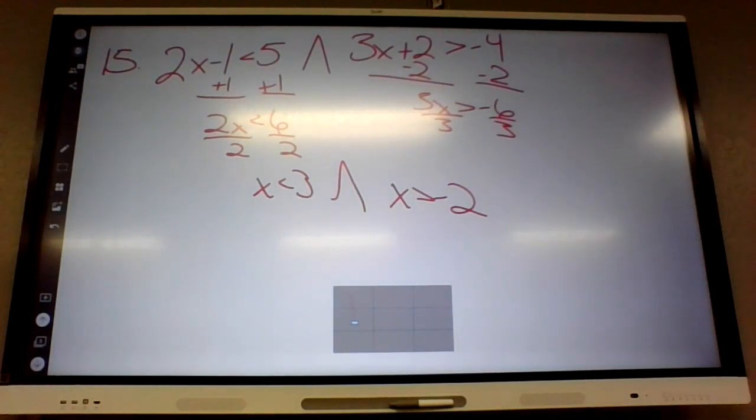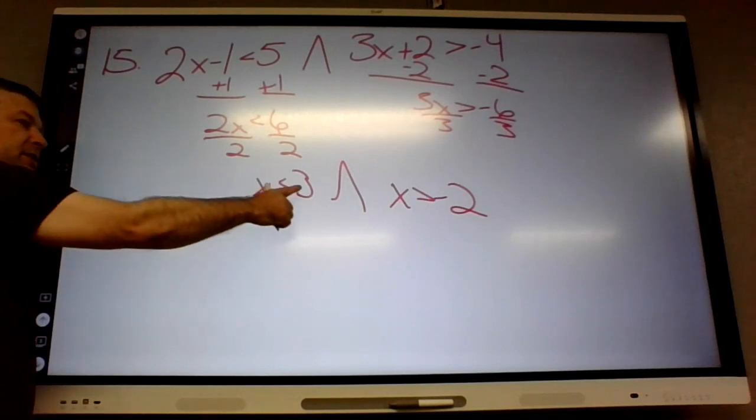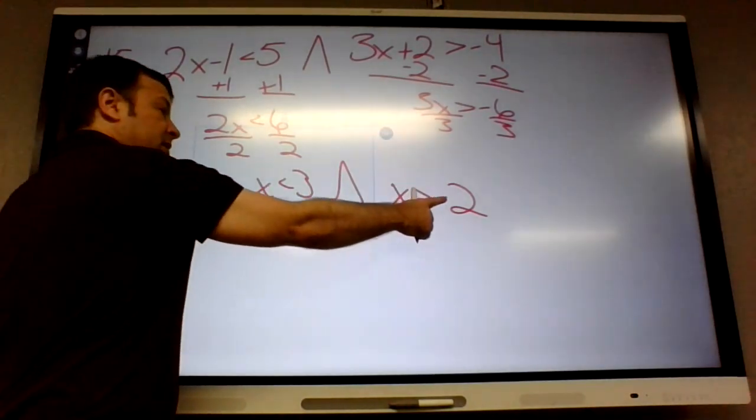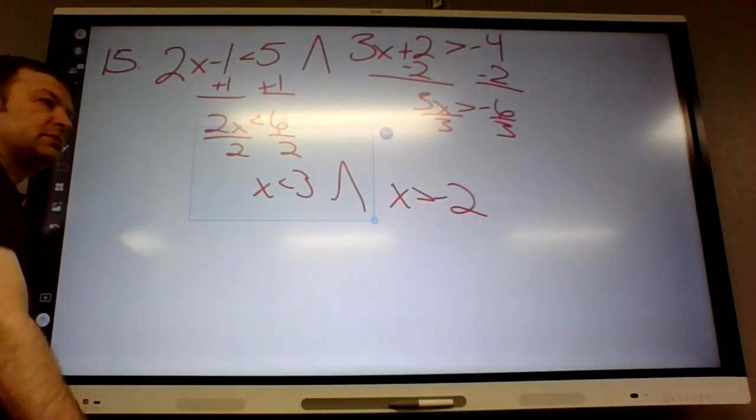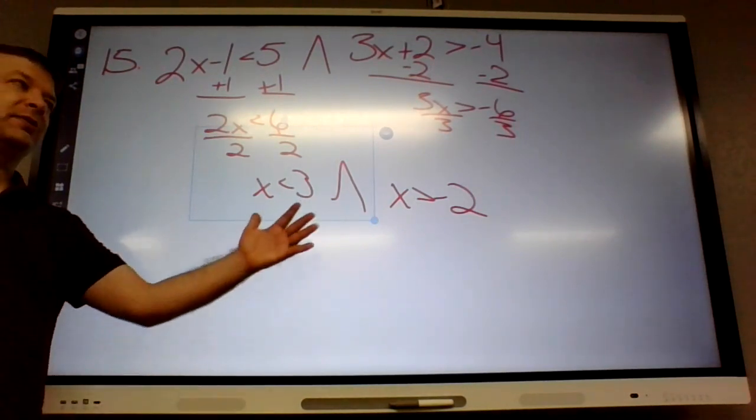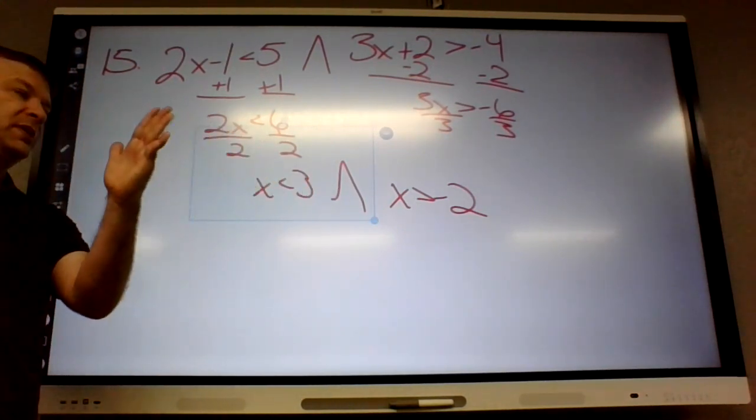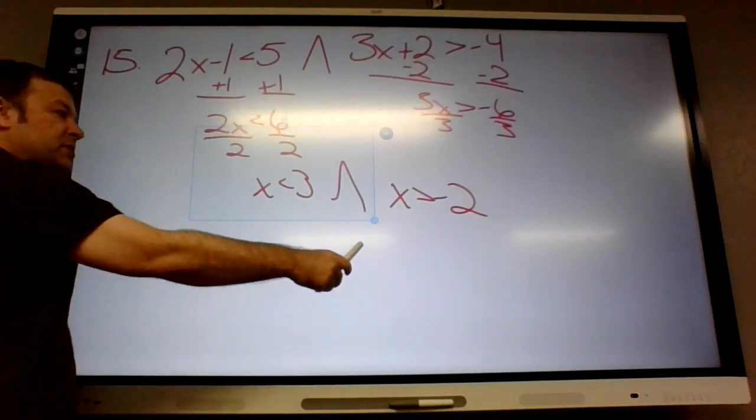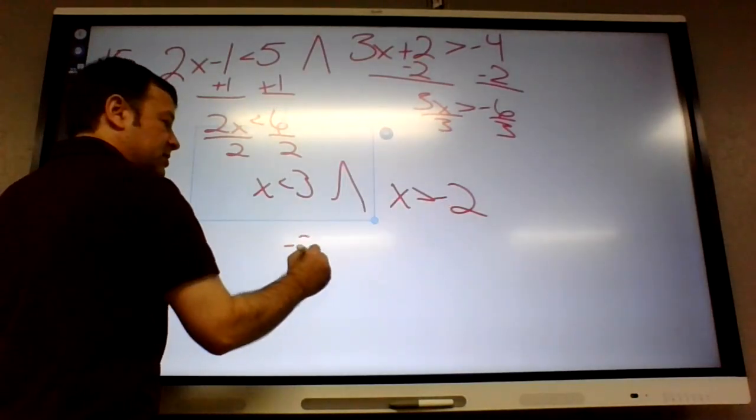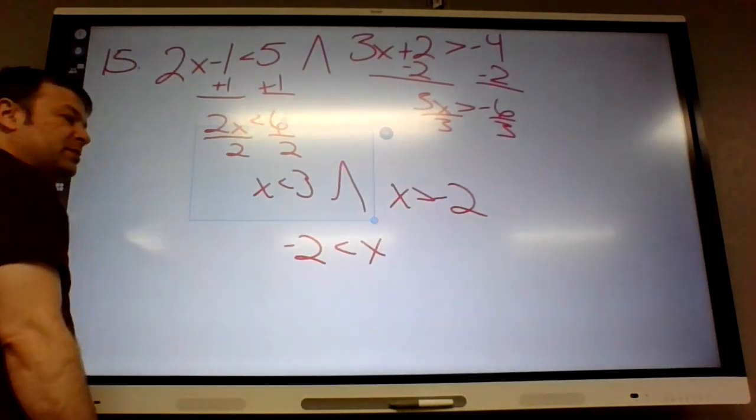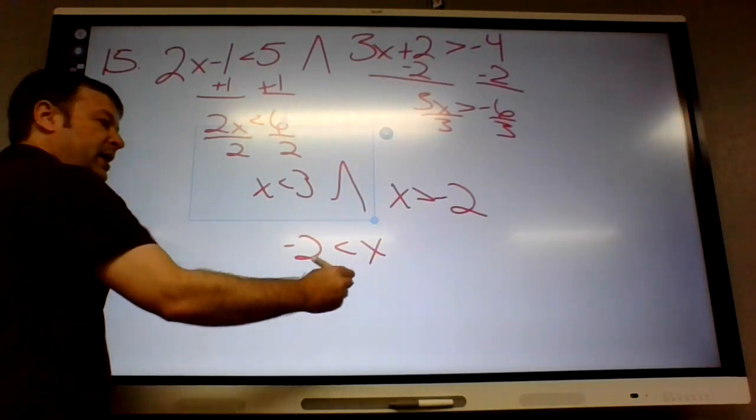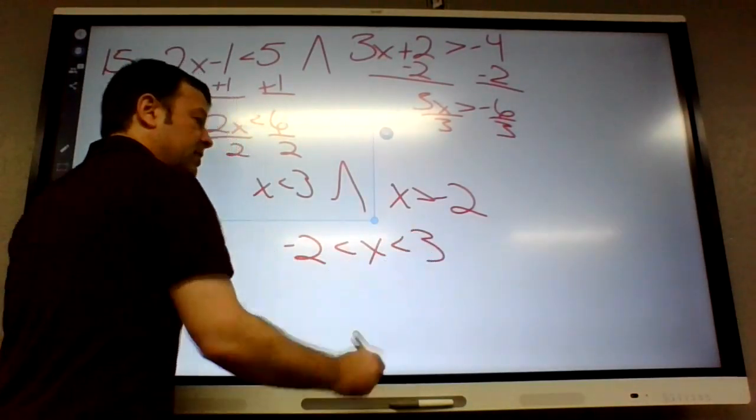Alright, how do we simplify that? What numbers are less than 3 and greater than -2? So -2 bigger, 3 less, it'd be all the numbers between again. This time -2 is the small number, right? So it's bigger than -2 and smaller than 3.